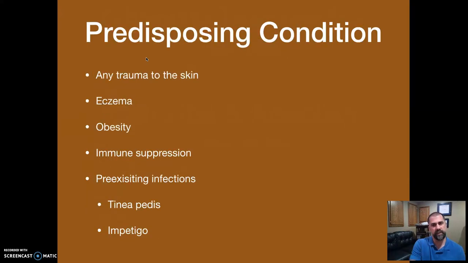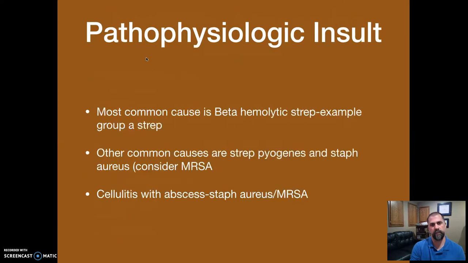So predisposing conditions: any trauma to the skin, whether you can see it or not, can cause cellulitis. Eczema, which would fall under that category. Patients who are obese, immune suppressed, or have pre-existing infections such as tinea pedis or athlete's foot and impetigo.